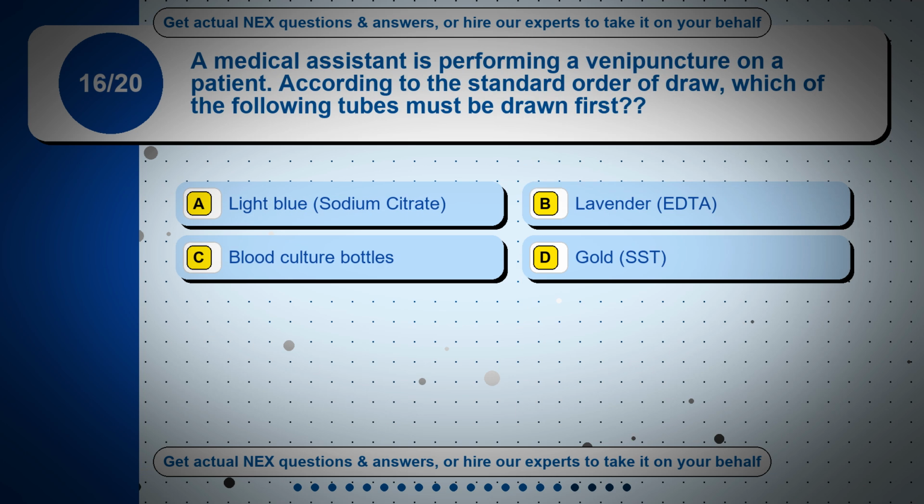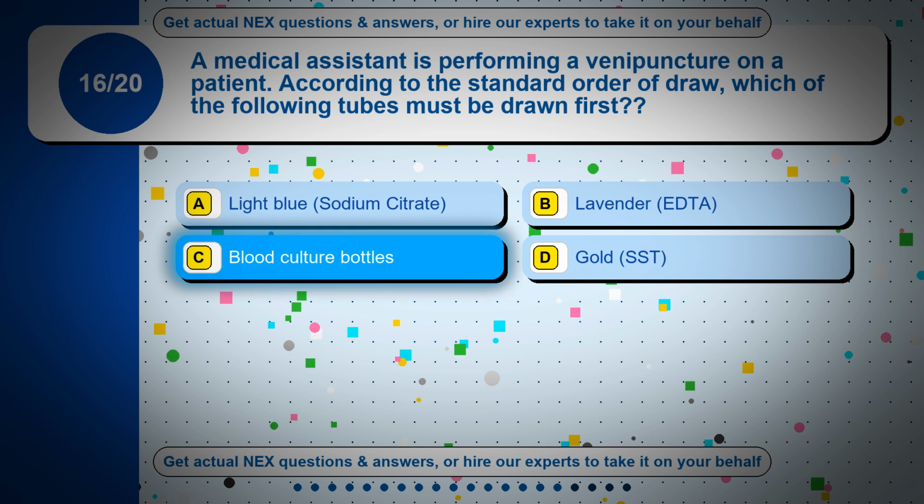Question 16. A medical assistant is performing a venipuncture on a patient. According to the standard order of draw, which of the following tubes must be drawn first? Option A, light blue, sodium citrate. Option B, lavender, EDTA. Option C, blood culture bottles. Option D, gold, SST. The correct answer is option C.